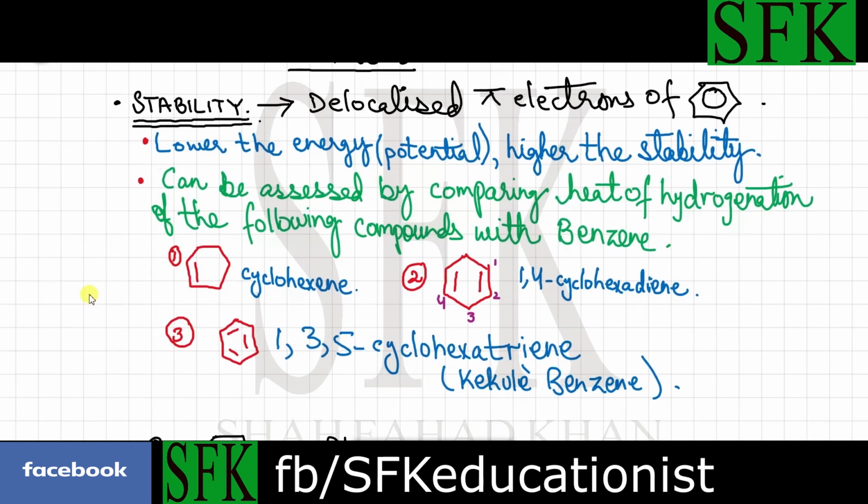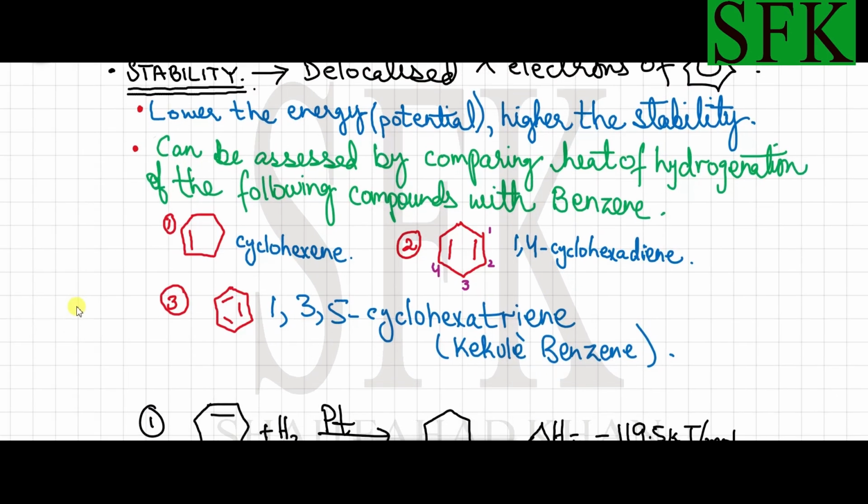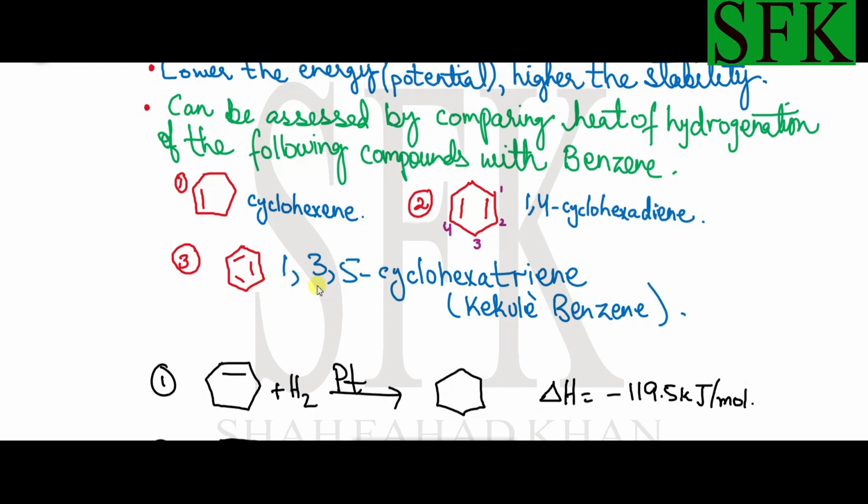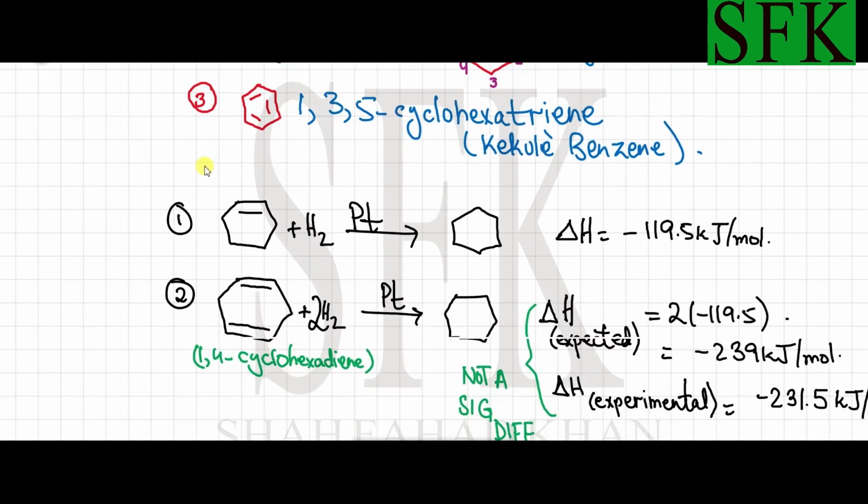Now the stability of benzene can be assessed by comparing the heat of hydrogenation. Heat of hydrogenation basically represents the energy of the following compounds with benzene. Of these compounds, there is cyclohexene and 1,4-cyclohexadiene, and the third compound is 1,3,5-cyclohexatriene, which is basically the Kekulé structure of benzene containing three carbon-carbon double bonds and three carbon-carbon single bonds. The old structure of benzene. Okay, now let's get started.